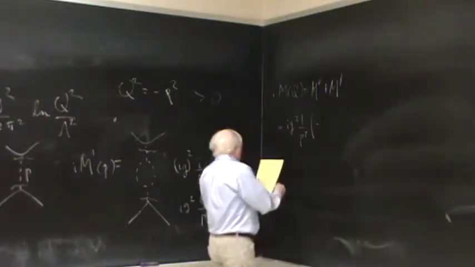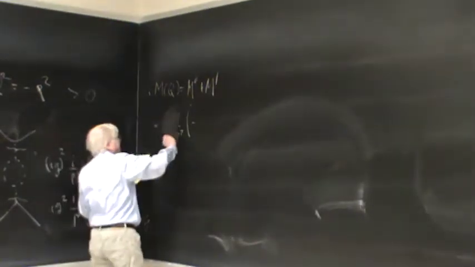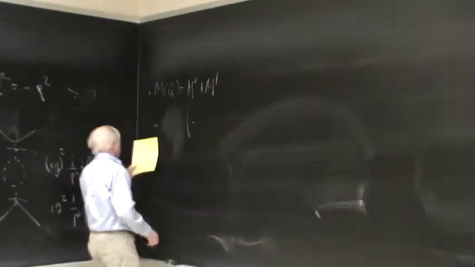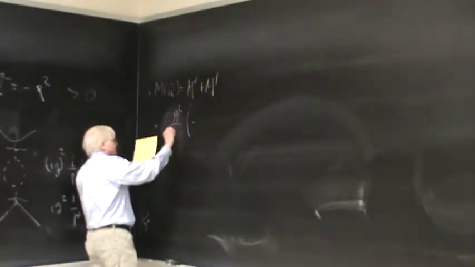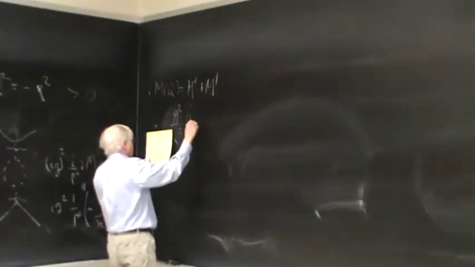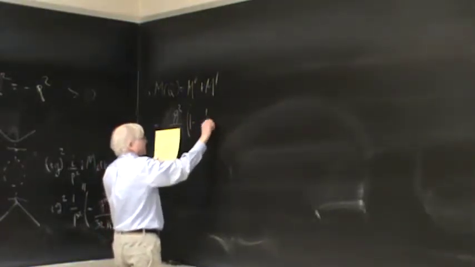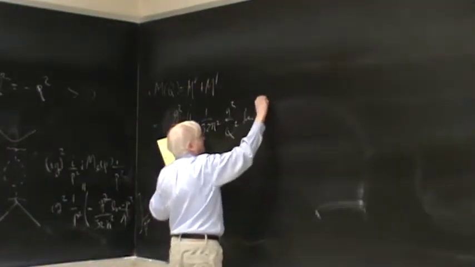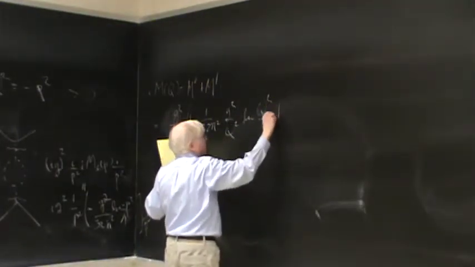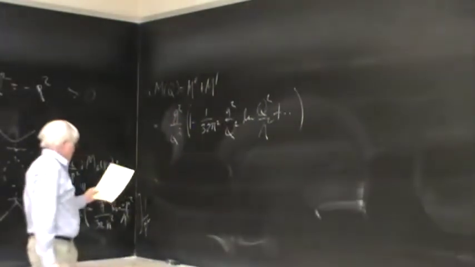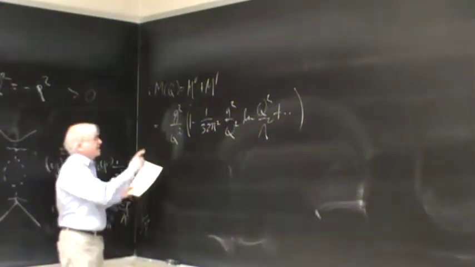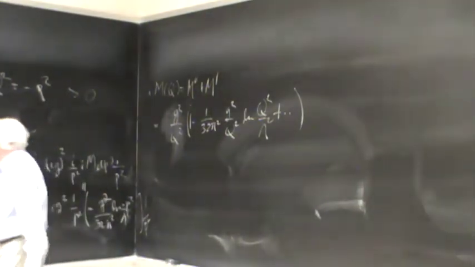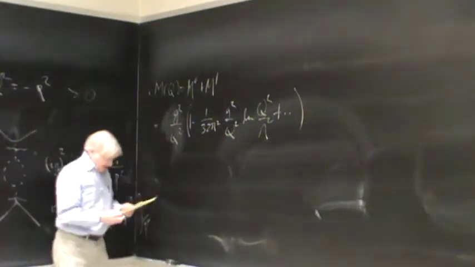And so then if we combine the two together, what we get is g squared over Q squared, times 1 minus 1 over 32 pi squared, g squared over Q squared, log Q squared over lambda squared, plus perhaps higher terms when we go higher. So this is our M of Q being the sum of this amplitude plus that amplitude.